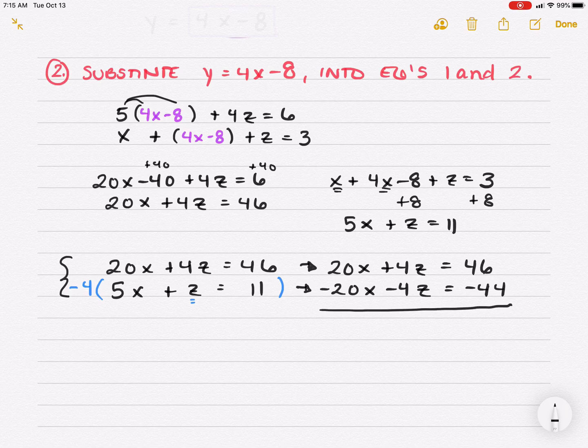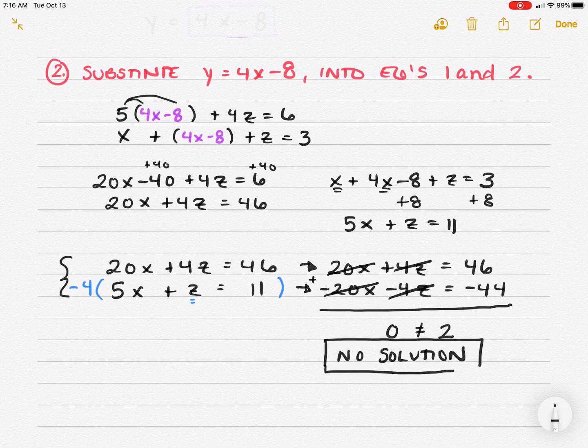So what happens when we go to add these together is our x's eliminate as we wanted to, but we also notice that the z's eliminate. And so we get 0 equals 46 plus -44, which is 2. And so what we have here is one of those special systems where we end up with no solution, because 0 does not equal 2. If I ended up with 0 equals 0, this would be infinitely many solutions.